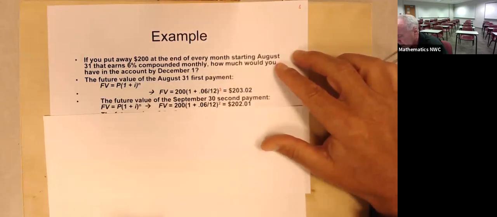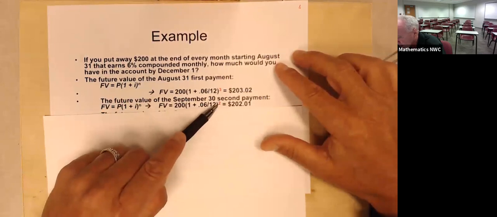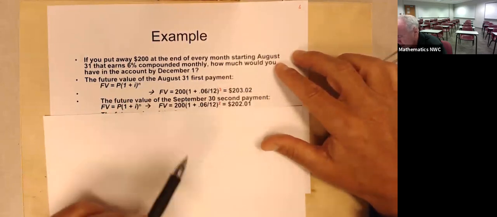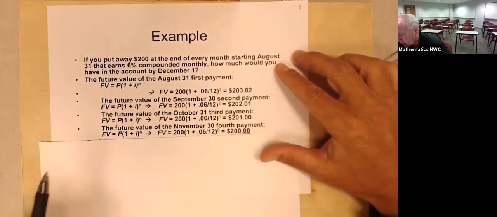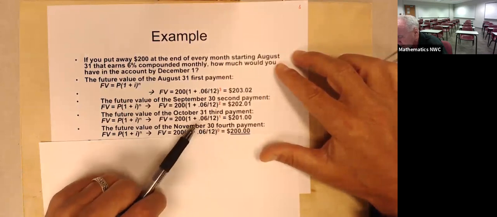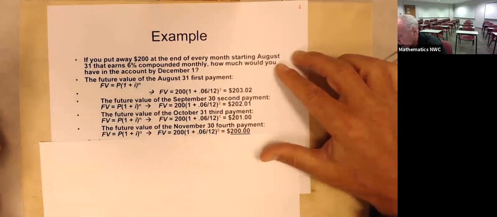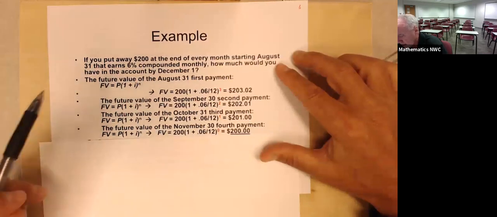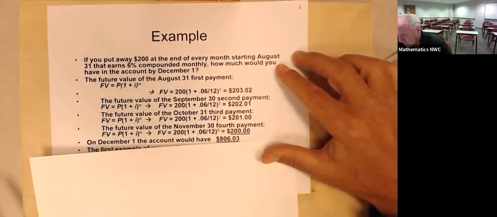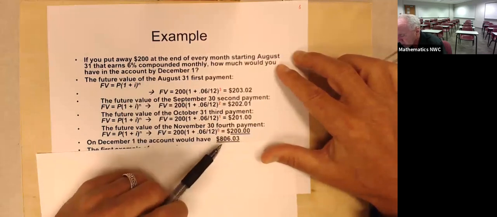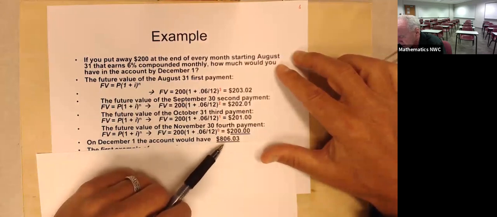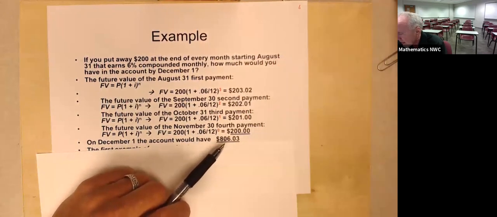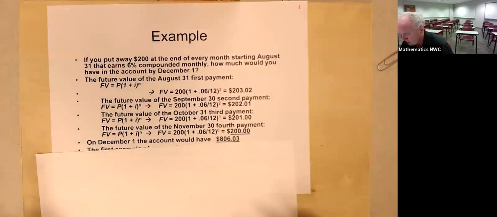The second payment only was in there 2 months. The previous earlier example was 3 there. The October 31 is only in 1 month, and notice the last one really wasn't in there any month at all. We paid it November 30 and we're taking it out the next day. It had no chance to earn any interest. Notice this one is going to be a little bit less because basically each payment had 1 less month of interest. Last time I believe it was something like $810.06. This time it's $806.03.